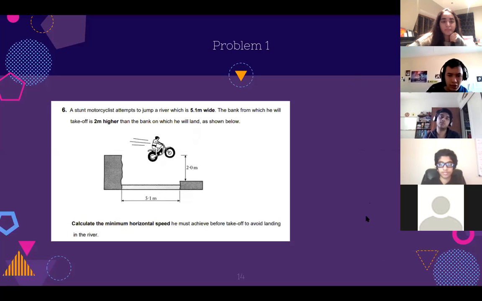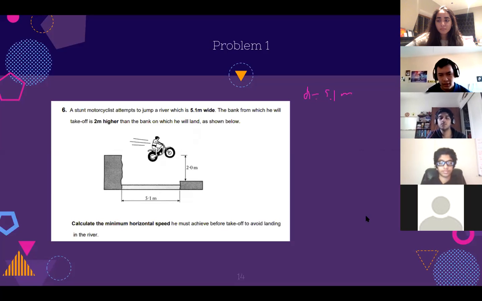So the first thing we see is we've got D equals 5.1 meters. So this is important because we need to know, this is probably the most important thing that we need to know, because we need to know how far he can go before he hits the ground.